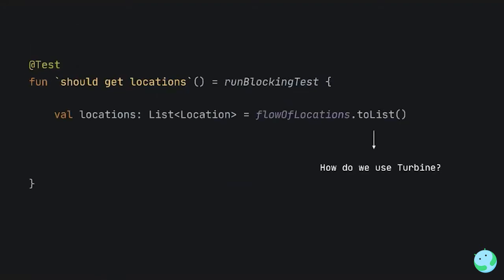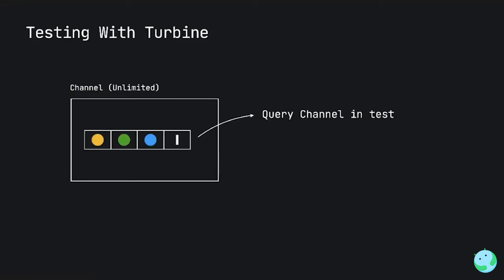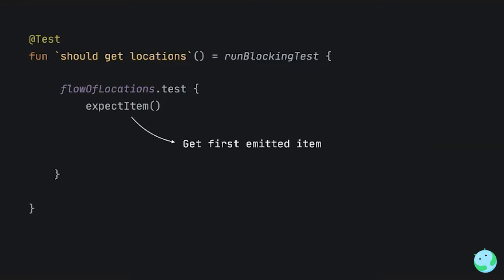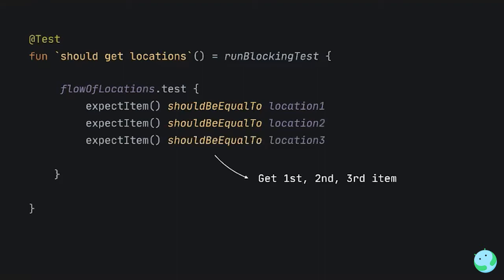So to change our test to use Turbine, everything that's going to be emitted, location data, will be stored in this channel, and I'm going to query it. The way I'm going to do that is call this extension on the flow, .test, and inside I'm going to do expect item should be equal to location 1. So it grabs the first emission, I'm going to verify it. The second emission, third emission, I'm going to verify those emissions also.